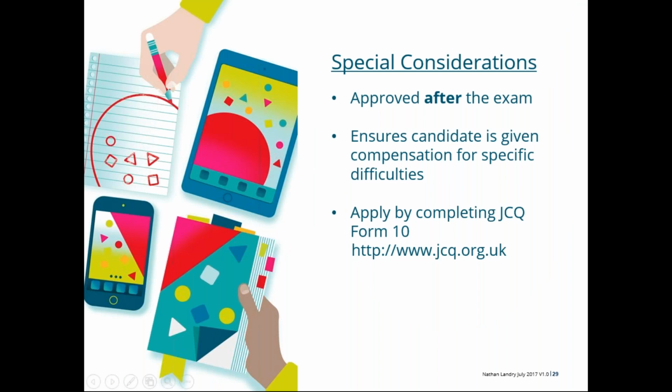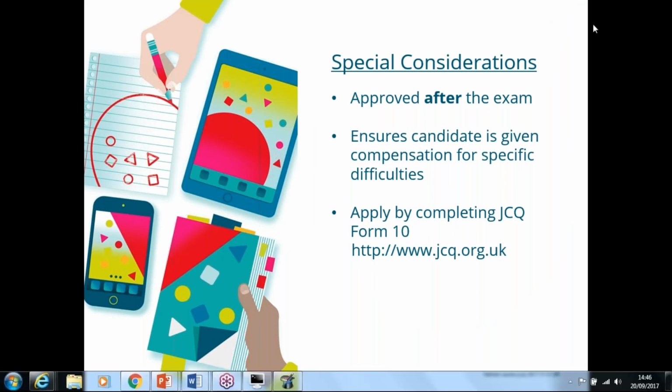Special considerations are approved after the exam, and will ensure a candidate is given compensation for any specific difficulties during that test. The way to apply for special considerations is just through the JCQ website using the Form 10, which I'm sure many of you will be familiar with.